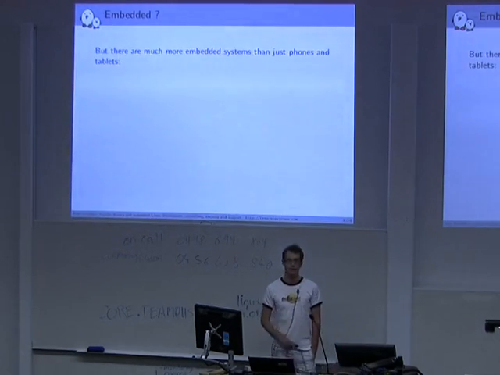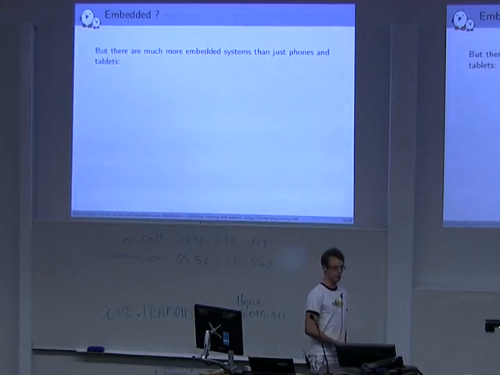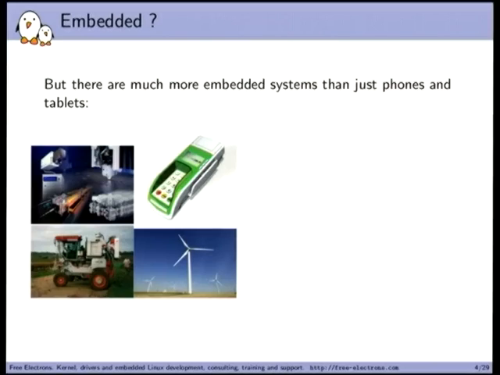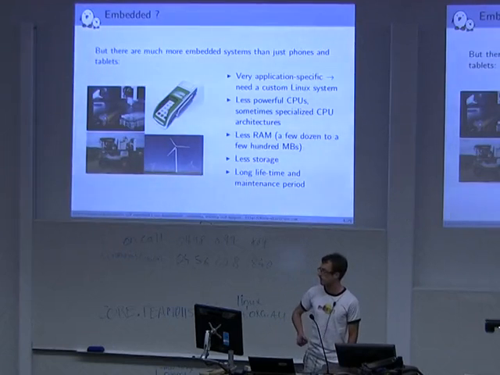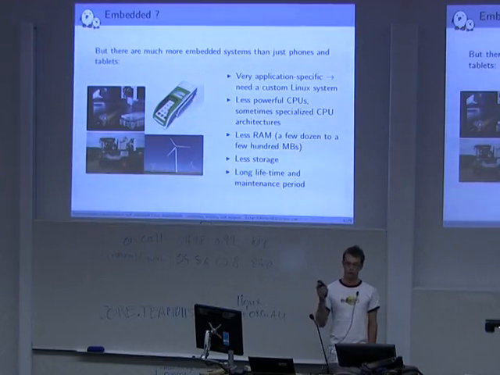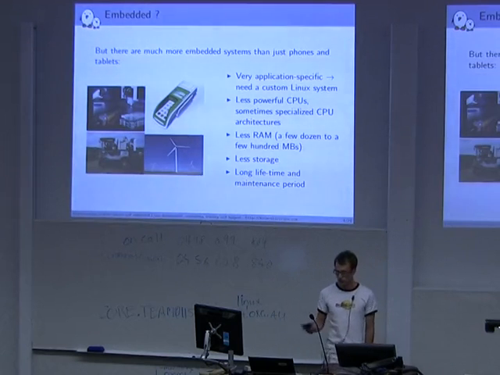But in fact, embedded is much more than just the devices that you have in your pocket. We have embedded systems in laser cutting machines, point-of-sale terminals, agricultural machines, windmills, and many other systems that you may never have heard of. And those systems are much more application-specific, so they need a more custom Linux system that may need to boot fast or meet some real-time deadlines or have other types of constraints.